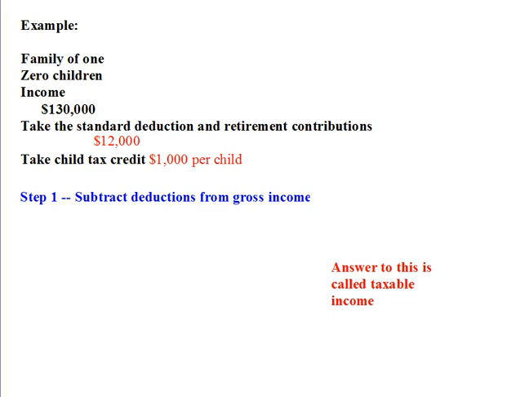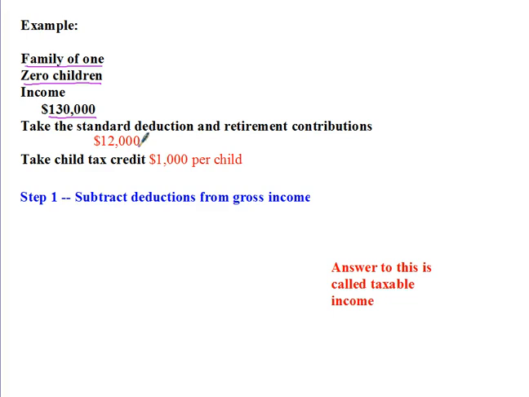On this podcast, we're going to do another example of calculating income taxes. This time, we're just going to change up some of the details. This time it's going to be a family of one: a person who has a job and 0 children, with an income of $130,000 per year. Here are our details. You get a standard deduction.